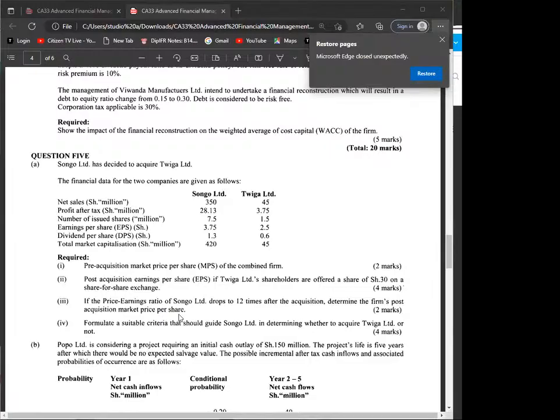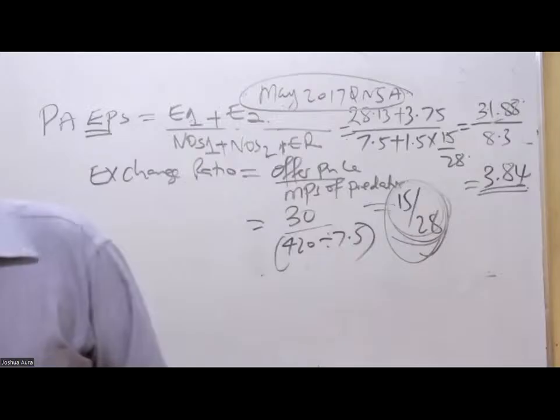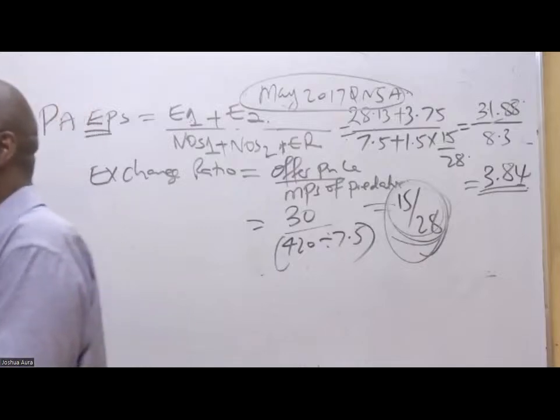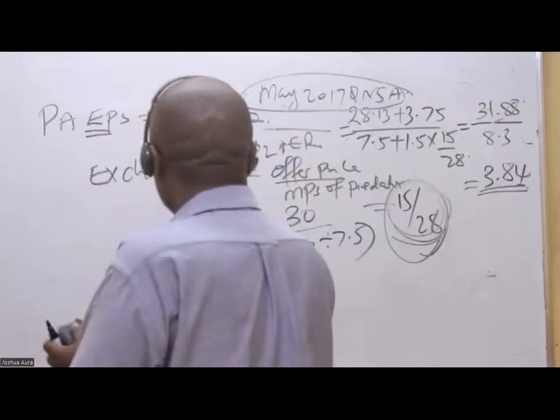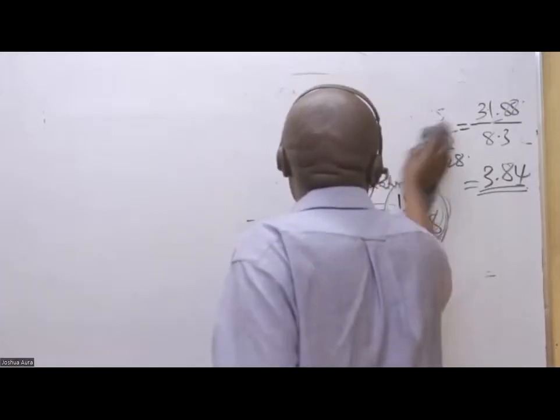Roman 3. If the price earnings ratio of Songo Limited drops to 12 times after the acquisition, now they want us to determine something very nice that we used to snatch 2 marks from students. Determine the firm's post-acquisition MPS. This is quite an interesting one. I like post-acquisition MPS so much. It's very easy.